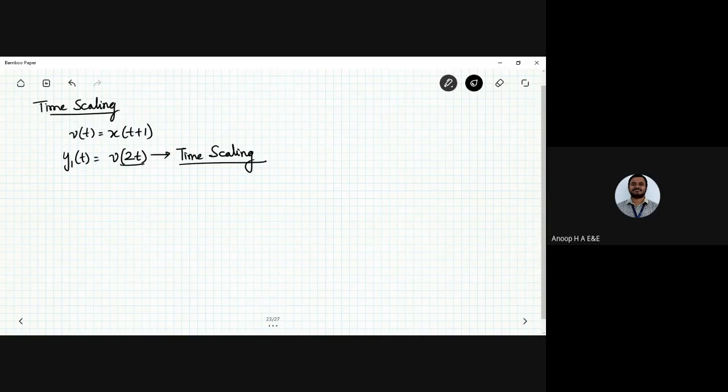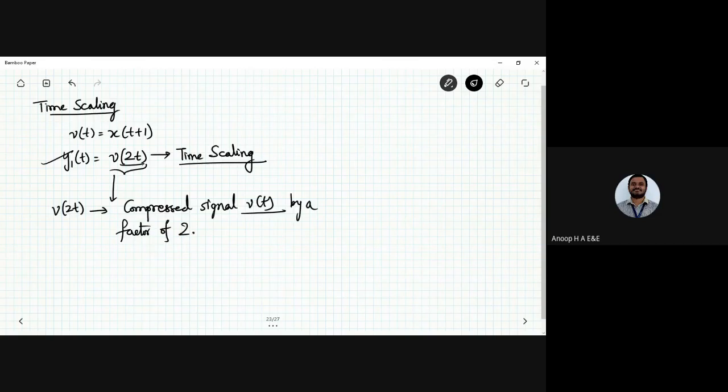Okay, so once you have the time scaling, this version of the output, that is y1 of t, I represent y1 of t as the output, and v of 2t represents the compressed signal, the compressed signal v of t by a factor of 2. So this is how you are going to represent it: y1 of t equals v of 2t.